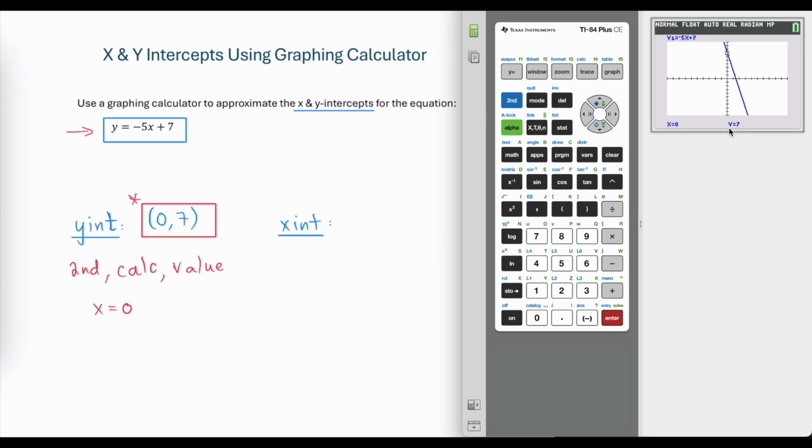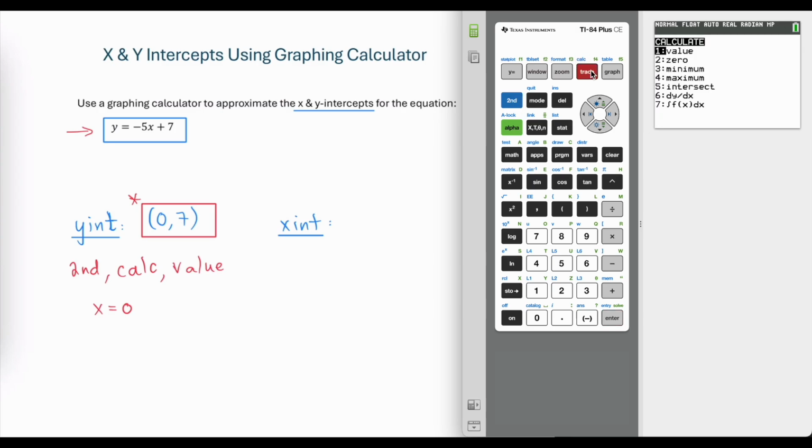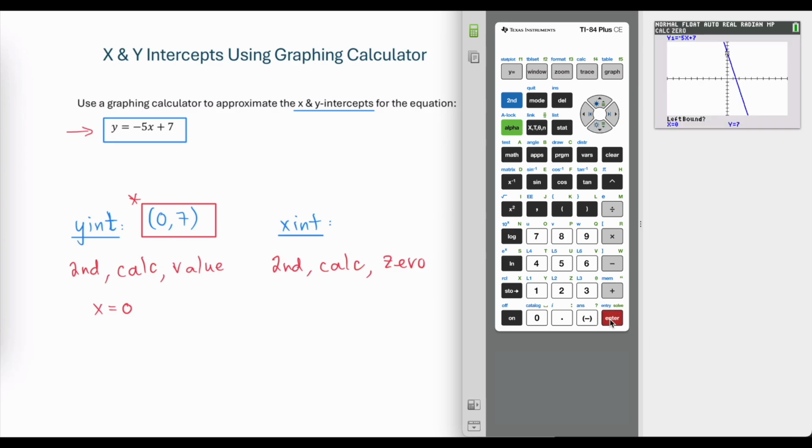Now to find the x-intercept, we have a different click path. Again, we're going to select second and then the calculate feature. So second trace gets us to that calculate function. And the calculator refers to x-intercepts as zeros. So we want to come down and grab the operator zero. So we can arrow down 1 and then hit enter here.